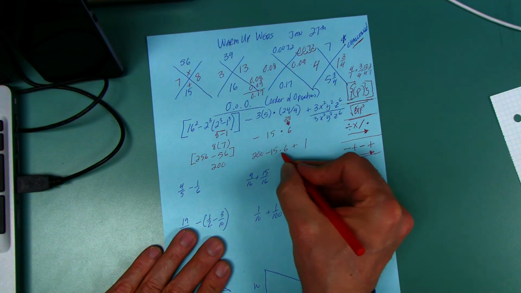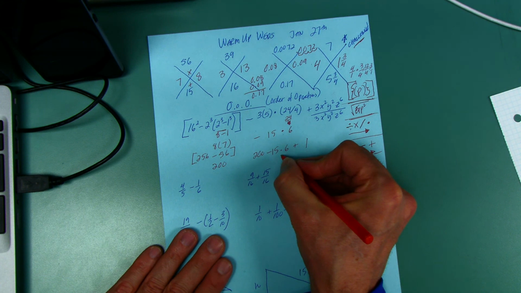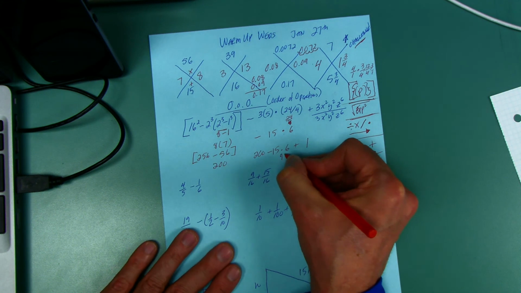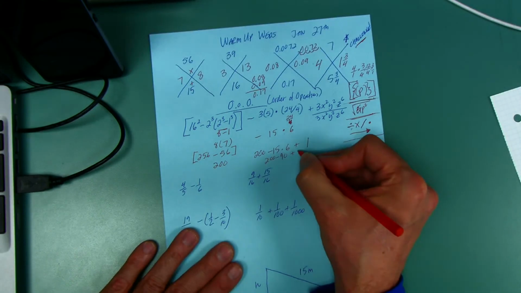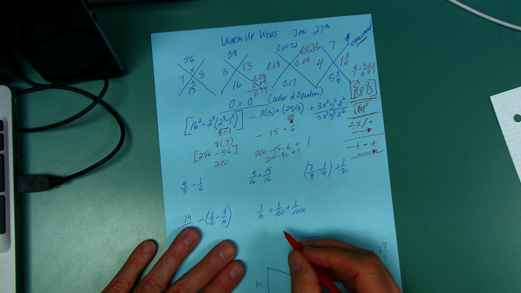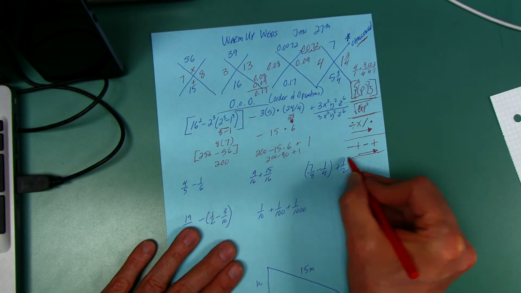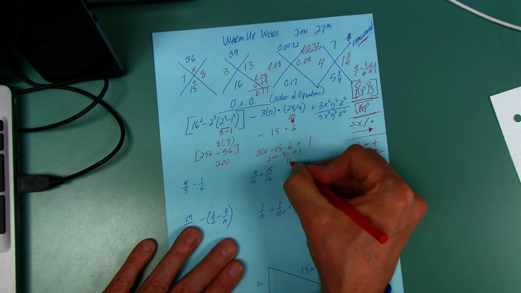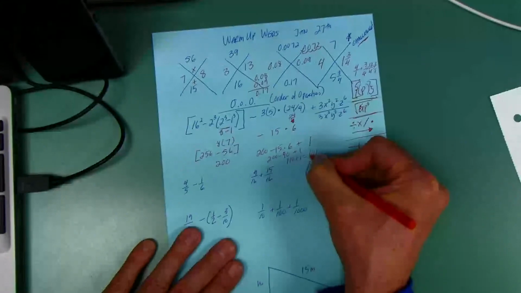All right. 15 times 6. I got to do that multiply before I subtract or add. And 6 times 15 is 6 tens is 60, and 6 fives is 30. 60 and 30 is 90. So now I have 200 minus 90 plus 1. Is it 200 minus 91? No. I'm going in order from left to right. 200 minus 90 is 110. And 110 plus 1, 111.